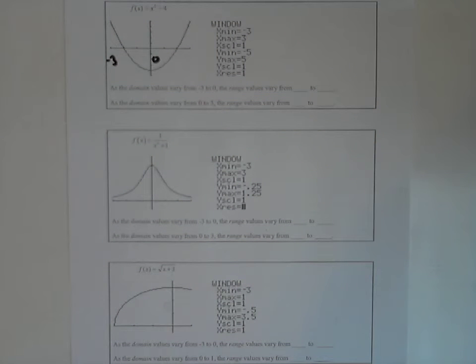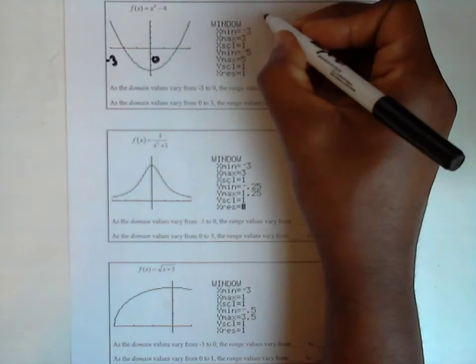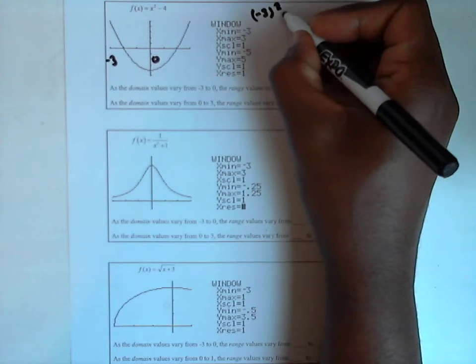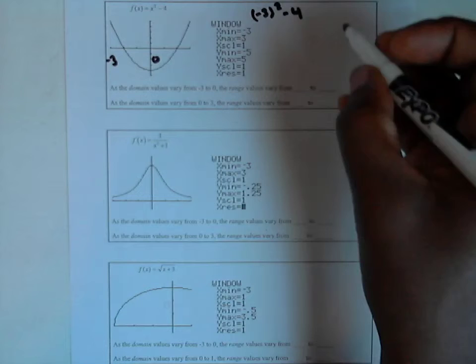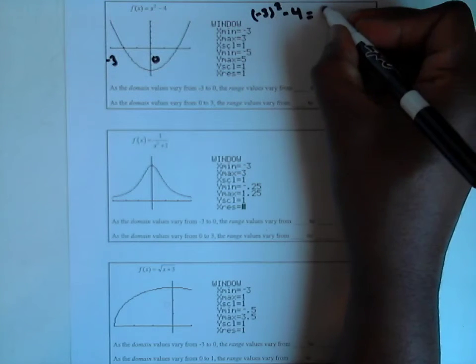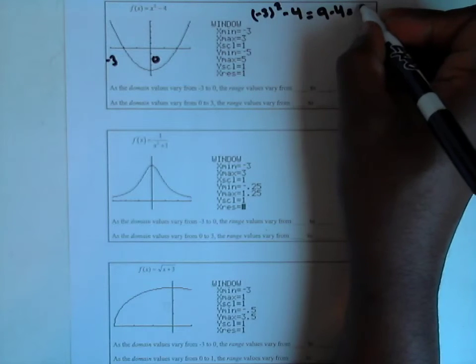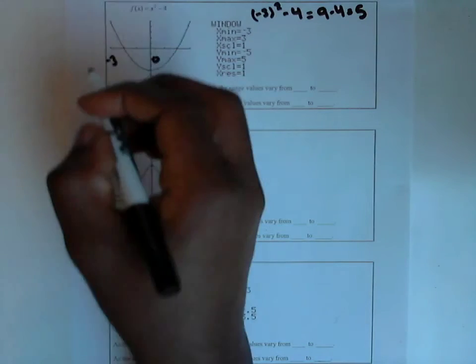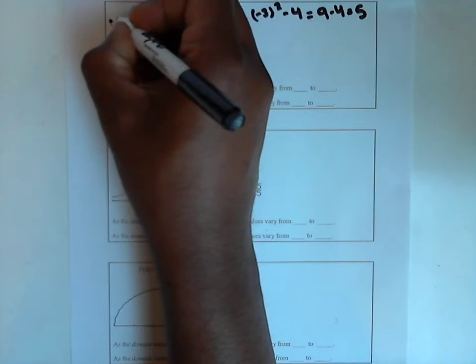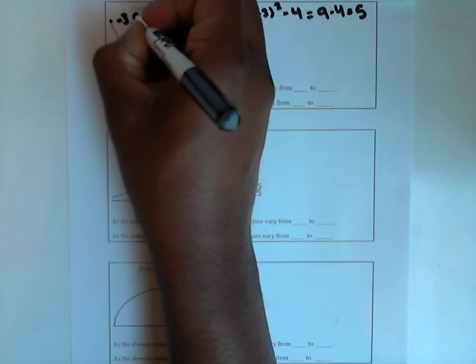And now we need to find out basically what our outputs are going to be. There's a couple different ways we can do that. The way I like to do it is to take my -3, put that in, so -3 squared minus 4, and that's going to equal 9 minus 4, which equals 5. So that tells me that this y value, when x is -3, that point right there is -3, 5.